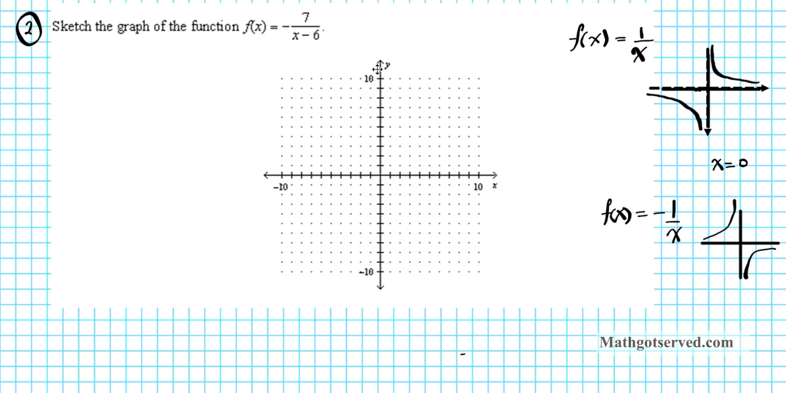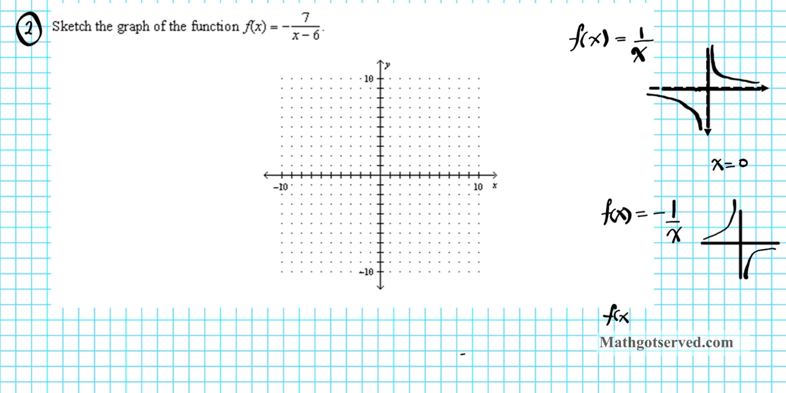Now how about this 7 right here? This 7 basically means a dilation along the y-axis. It just stretches it up or down vertically. So that doesn't have significant impact on the look of the graph. But this x minus 6 is important. This x minus 6 is a shift along the x-axis, all right? So since it's x minus 6, we're going to do the opposite. That means you're going to shift 6 units to the right.